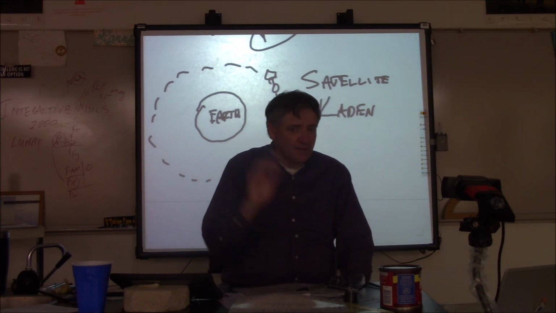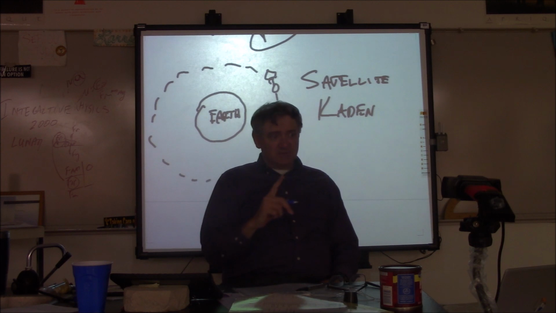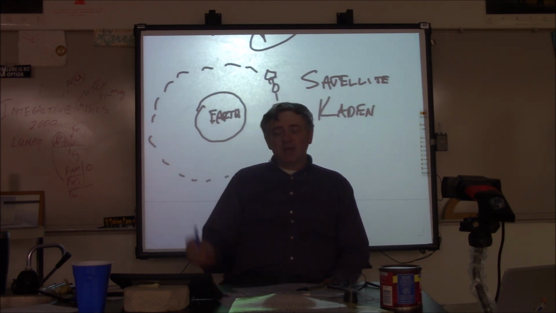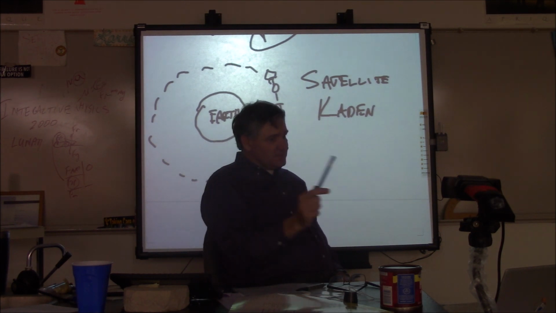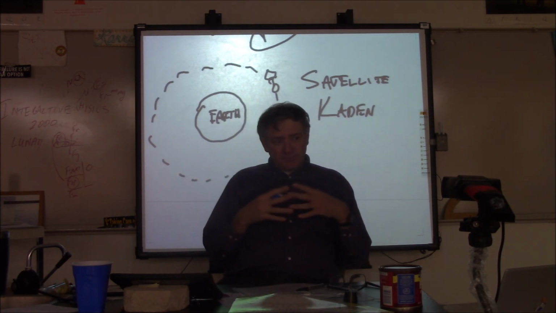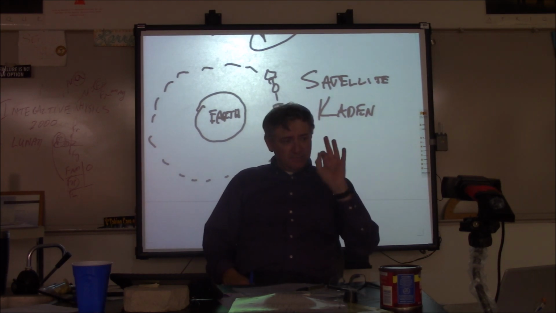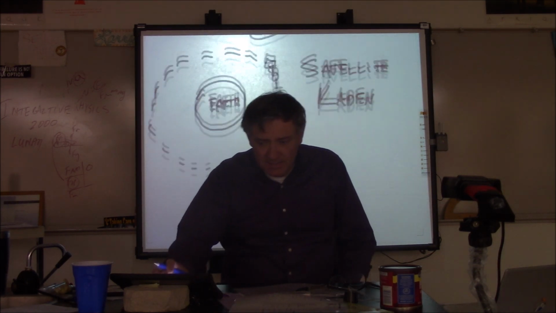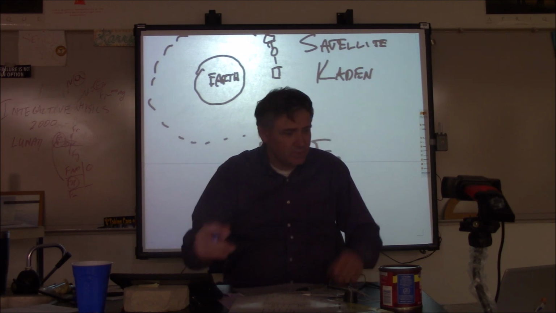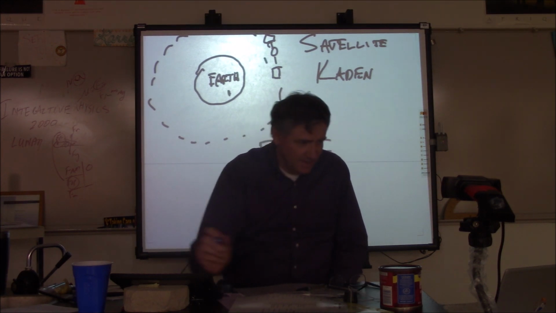Now, the satellite doesn't want to travel in a circle. The satellite wants to travel in a straight line because of Newton's first law of motion. So, because it's traveling in a circle, there has to be some centripetal force acting on it. Now, here's the big idea: that centripetal force is going to equal the gravitational force between the Earth and the satellite.